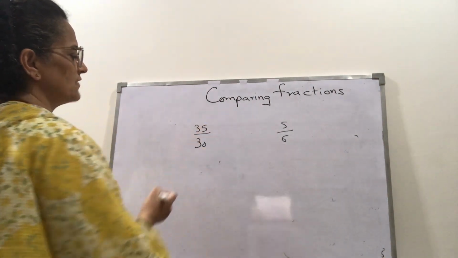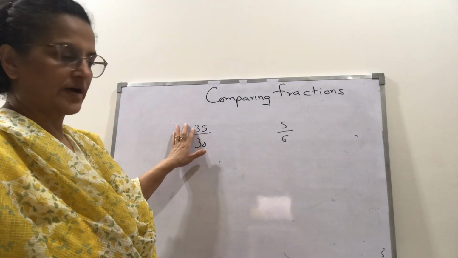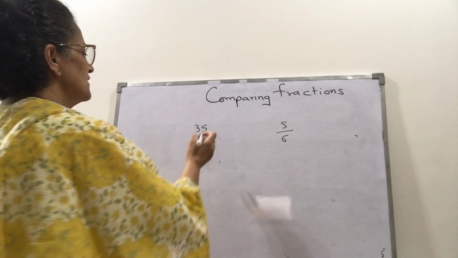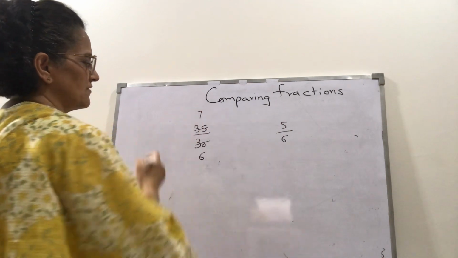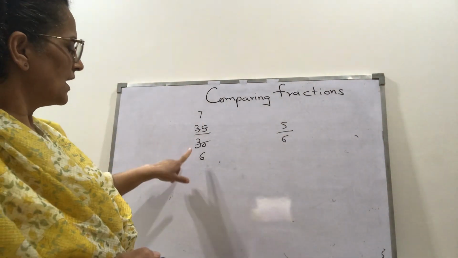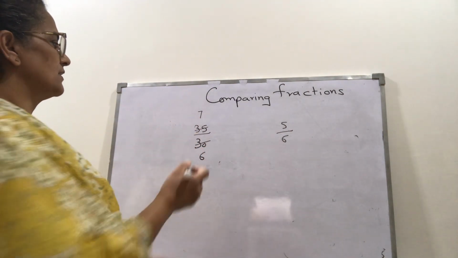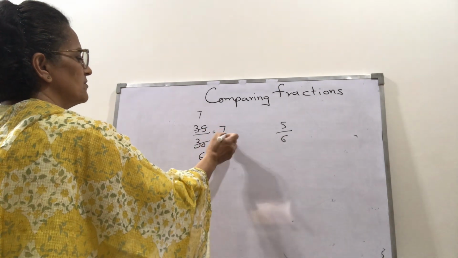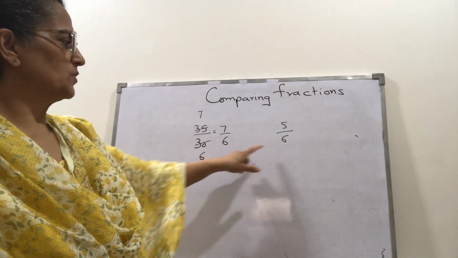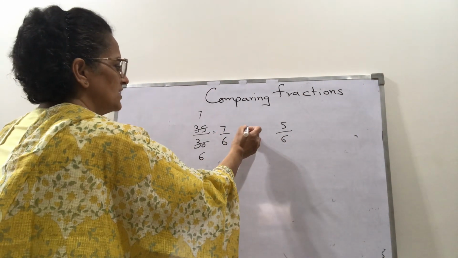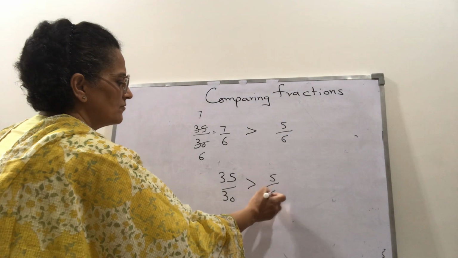The common factor is 5. 30 comes in the table of 5. 35 comes in the table of 5. So the common factor is 5. So if I cut, 5 6s are 30, 5 7s are 35. So common factor you keep in mind and then you use your table. 5 6s are 30, 5 7s are 35. So here I have got 7 by 6. So even by dividing you can make the denominators same. Now you can see the denominators are same. 7 is greater. So we can say 35 by 30 is greater than 5 by 6.